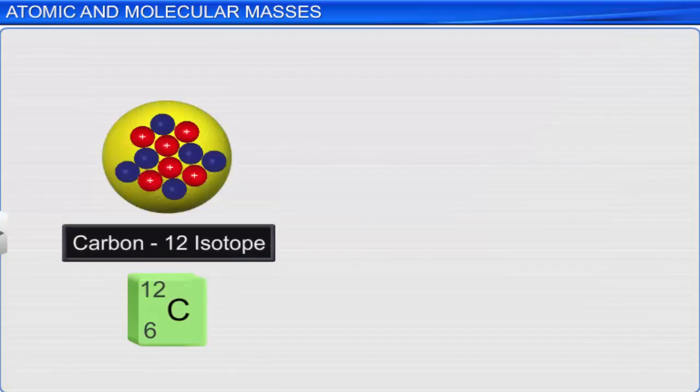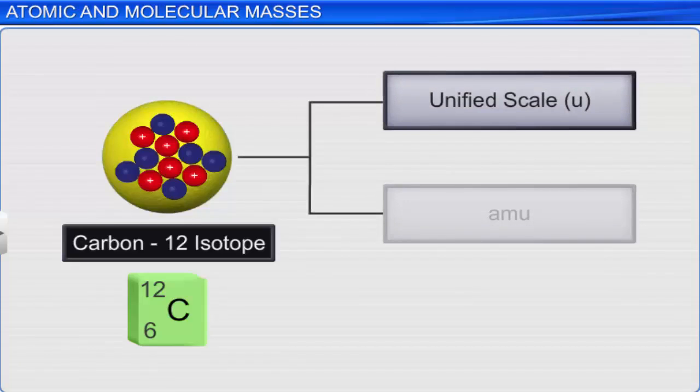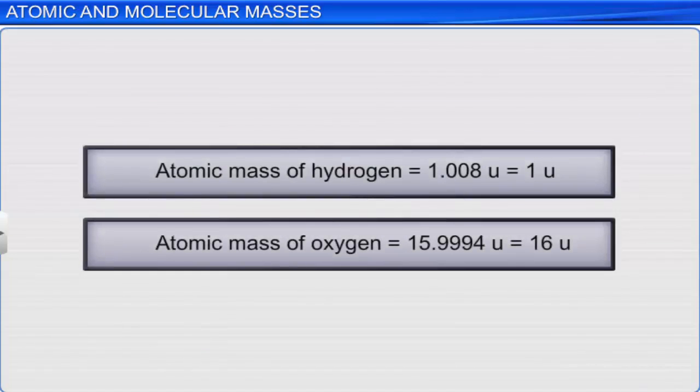When chemists expressed atomic mass on the carbon-12 scale, they named it the unified scale, and the unit was represented as U instead of AMU. Though AMU is still used in most places, chemists now use U as the unit. Hence, we can represent the atomic mass of hydrogen as 1.008 or 1U, and that of oxygen as 15.9994 or 16U.